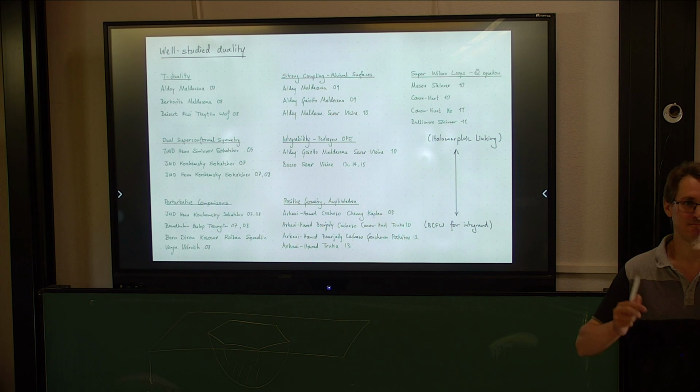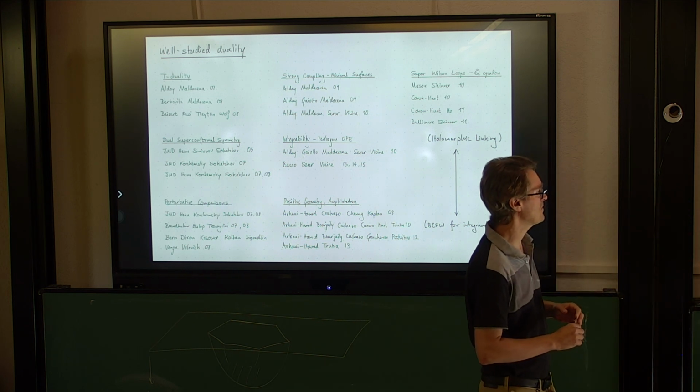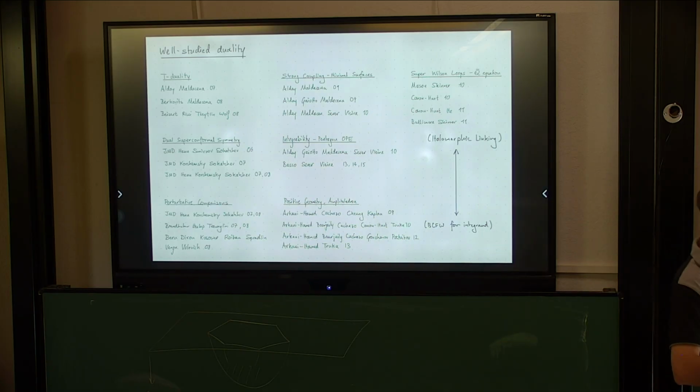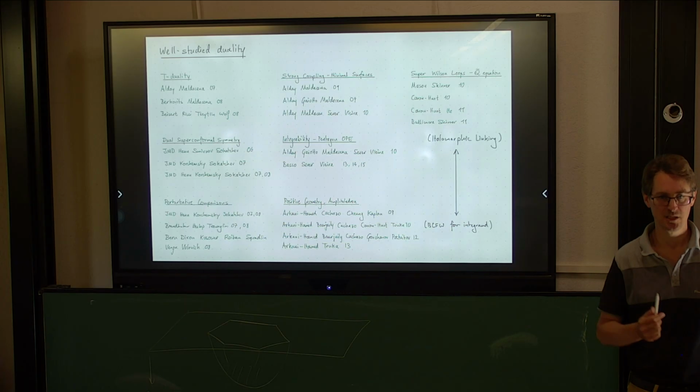BCFW is the thing that I'm getting towards, which has an actual amplitudes picture. You deform some momenta with a complex parameter, you study the amplitude as a function of this new complex parameter, and you study its poles. And then you understand something about its residues on those poles, and that allows you to reconstruct the answer.